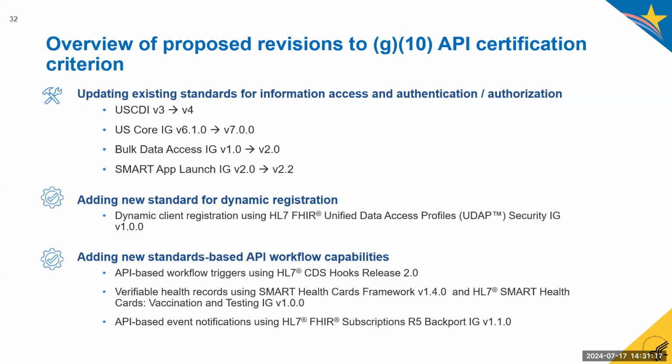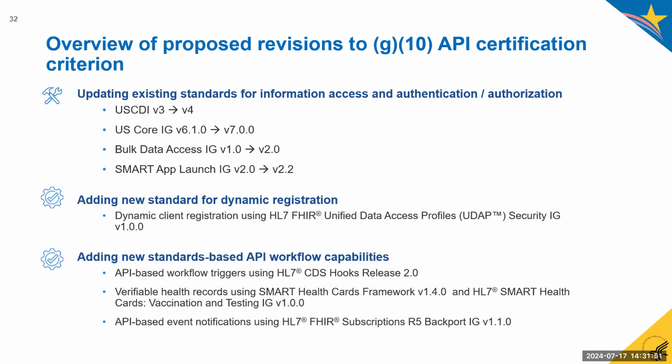So here is a depiction of where we're proposing various standards move to. You can see that we've got new standards for information access and authentication and authorization. Again, moving from US CDI v3 to v4, which is of course supported by the US Core Implementation Guide v6.1 to 7.0. We're also proposing the Bulk Data Access Implementation Guide version 1.0 moved to version 2, and then moving the Smart App Launch IG from version 2 to version 2.2.